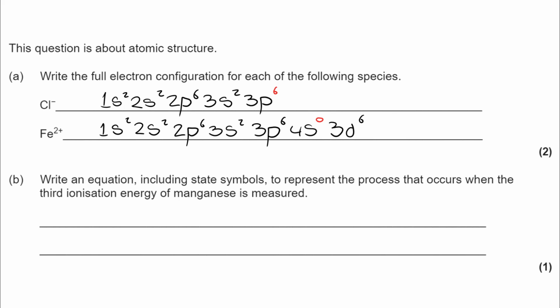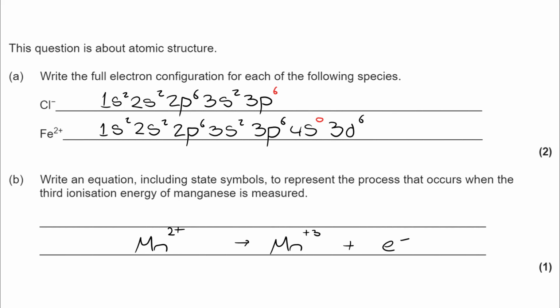When it gets to the next question, read it very carefully. It wants the third ionization energy. So first ionization energy would go Mn to Mn+, second + to 2+, third takes you from 2+ to 3+. If you do it Mn to Mn3+ plus 3e-, that's the combination of first, second, and third ionization energies.